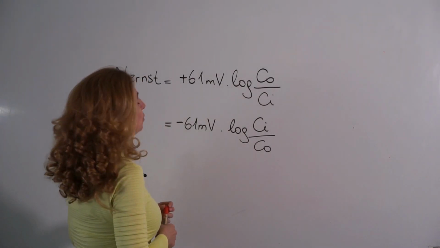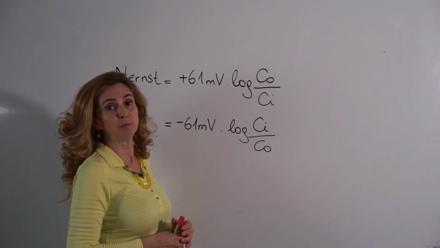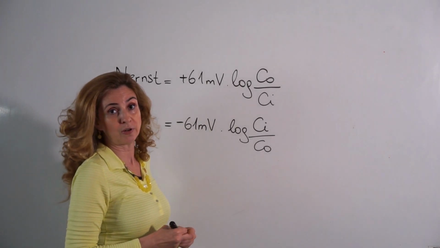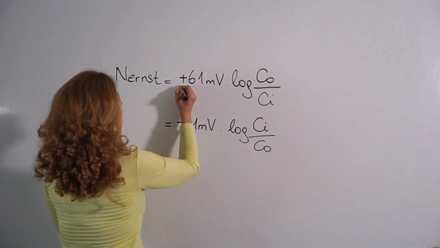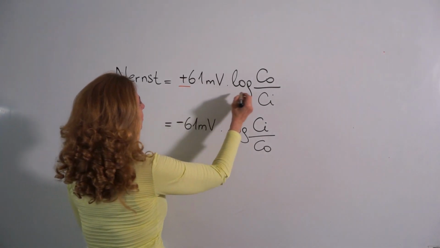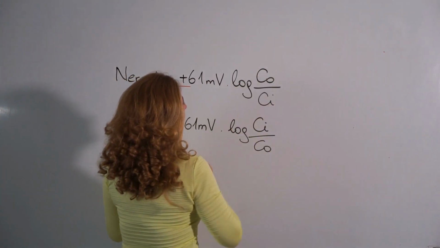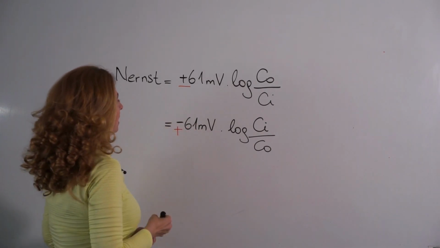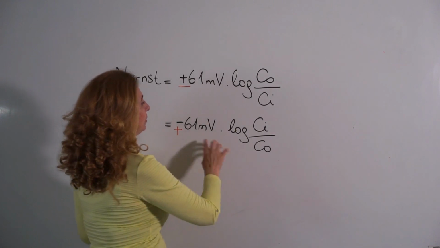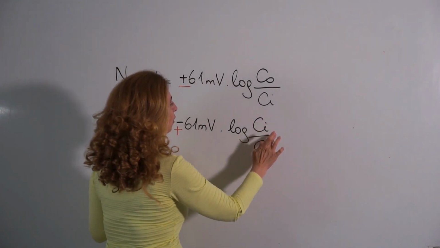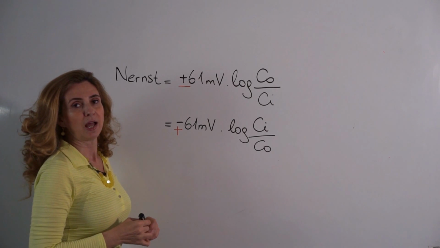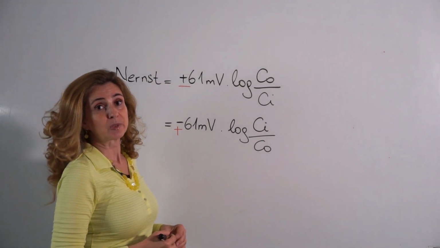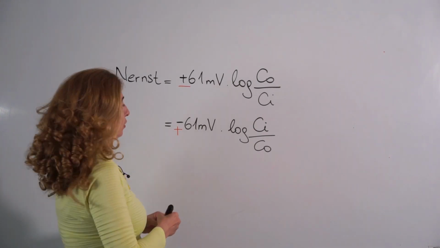What about sodium? The same will apply to sodium because it also has a positive charge like potassium. But in the case of chloride, this is going to be minus 61 millivolts times the logarithm of concentration outside over inside, or plus 61 millivolts multiplied by the logarithm of inside over outside. You can exercise on your own by giving numbers to see how this rule works.